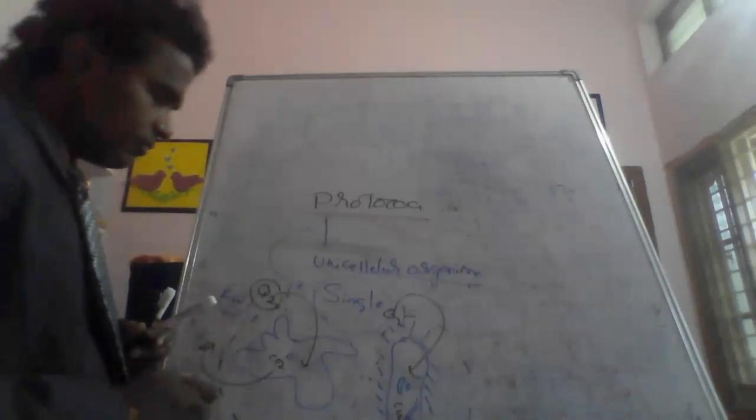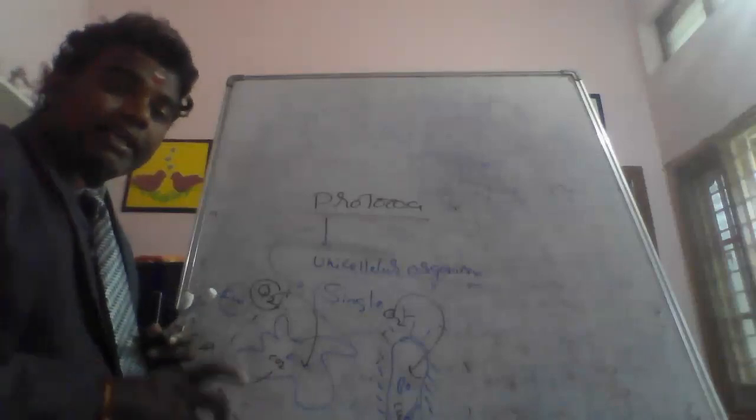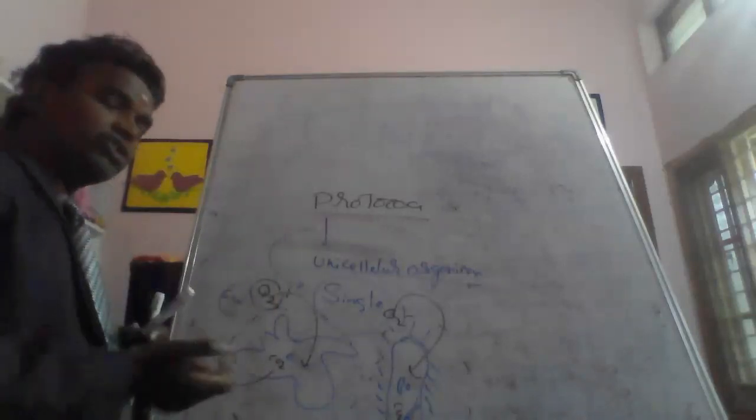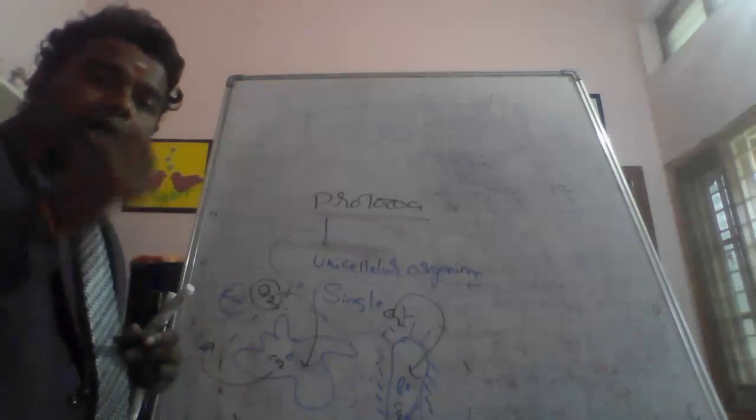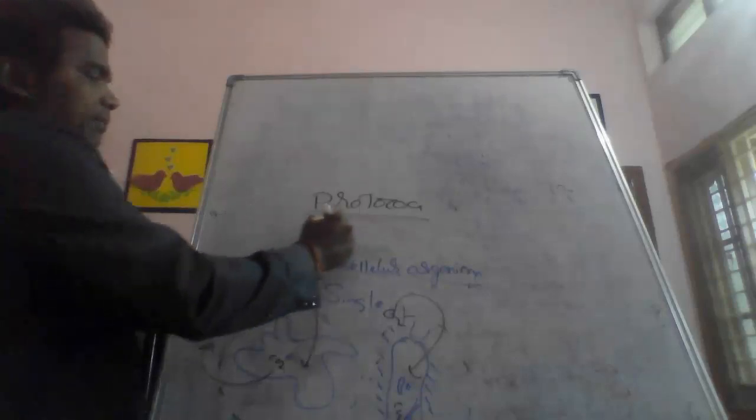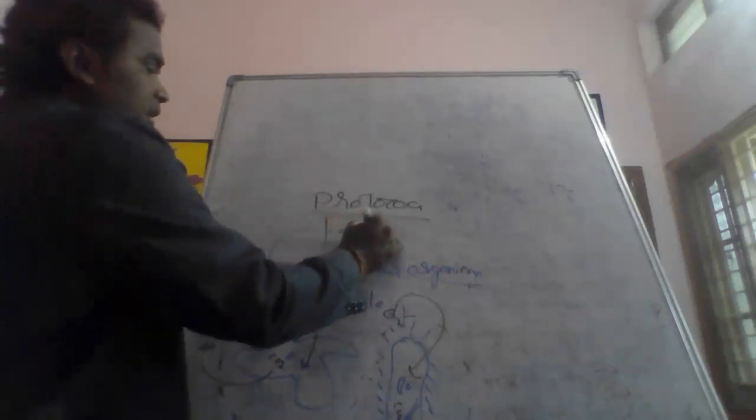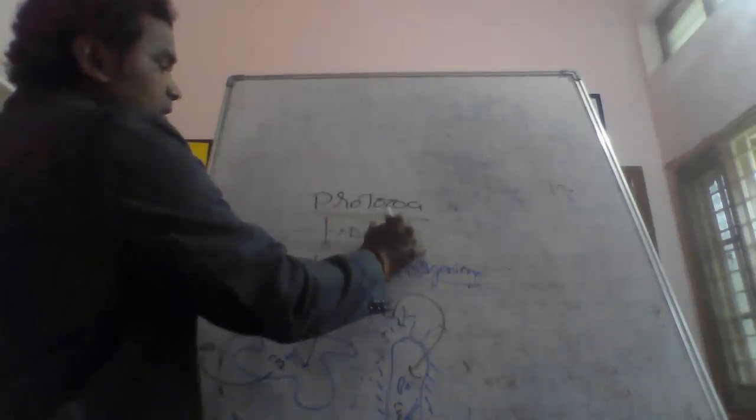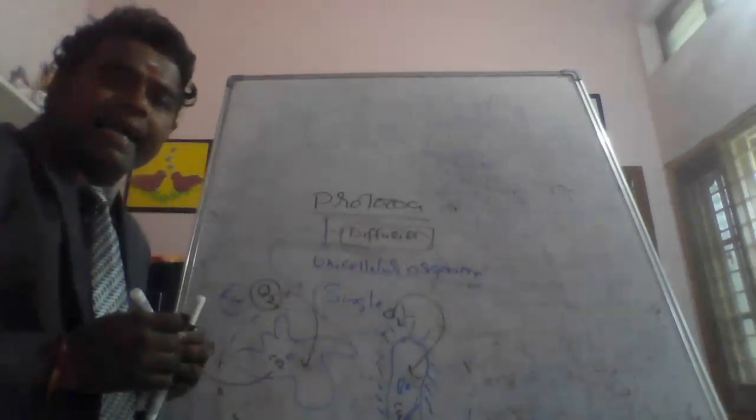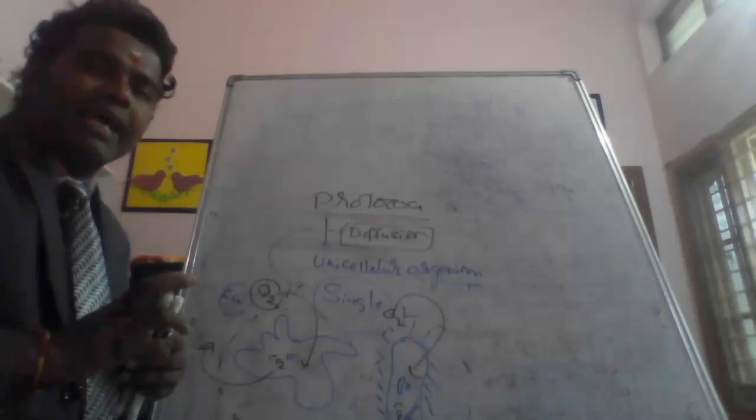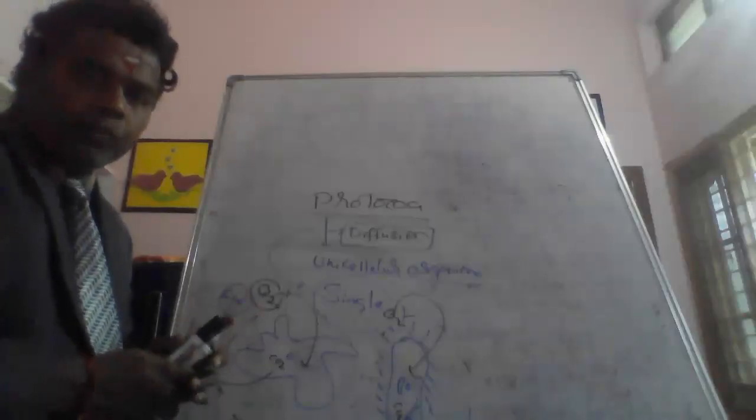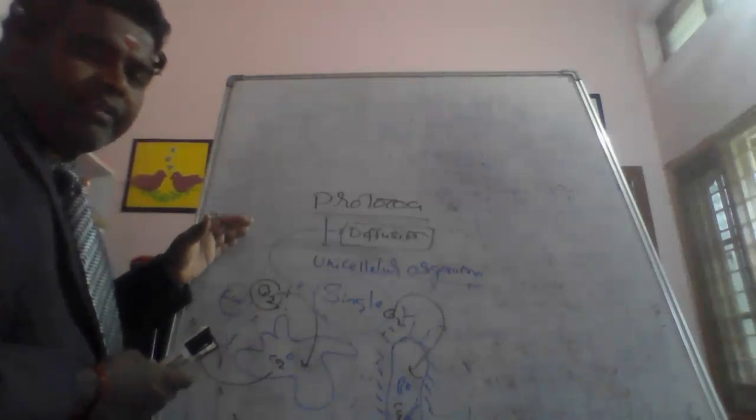Now see, which mechanism takes place in fresh water paramecium and amoeba, especially in protozoa? Mainly the principle is diffusion. D-I-F-F-U-S-I-O-N, diffusion. Diffusion is very, very important.